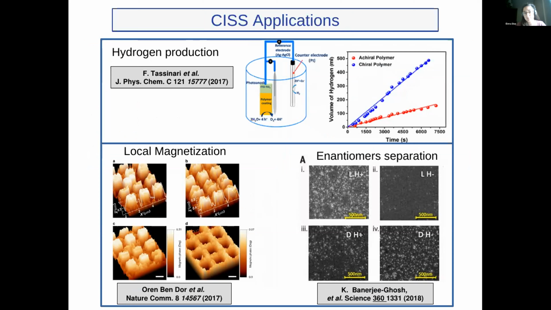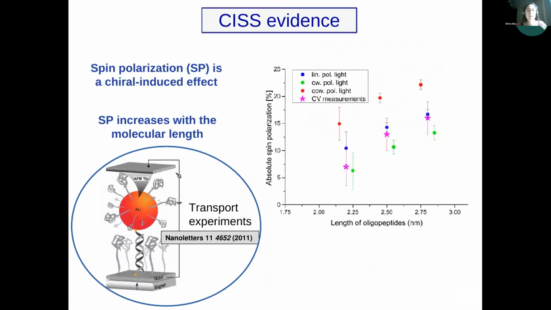For example, magnetization, which was mentioned by Ron, and enantiomer separations, or even hydrogen production. Well, in all experiments, the main idea is that spin polarization is a chiral induced effect. So chirality is the most relevant ingredient to take into account. And also in all experiments, there is an effect which is very interesting from the theoretical point of view to model, which is that spin polarization increases with the molecular length, as you can see in this graphic. And this happens for all kinds of experiments with bound or unbound electrons.